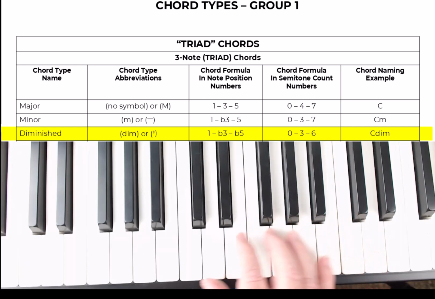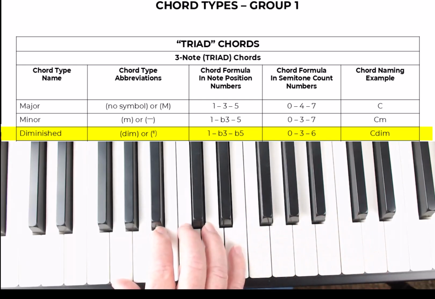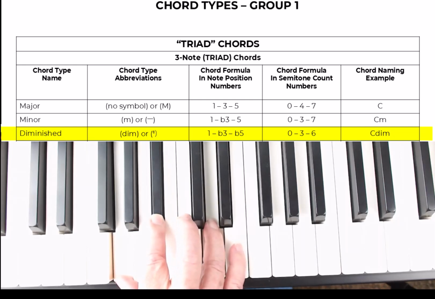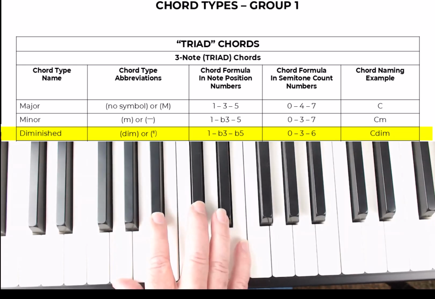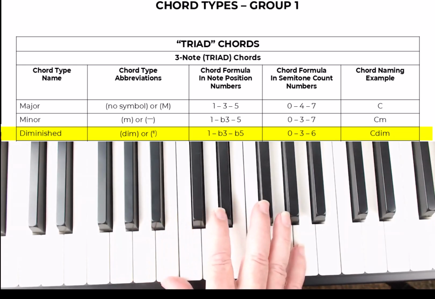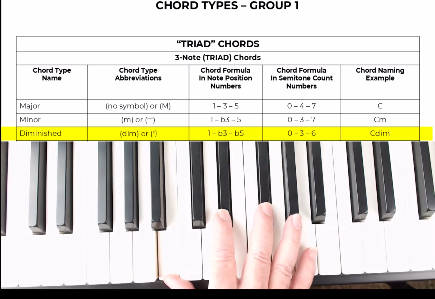Now let's look at a G diminished. Here's a G chord. Here's a G minor. And here's a G diminished. Now let's look at a B diminished chord. Here's a B chord. Here's a B minor. And here's a B diminished chord.